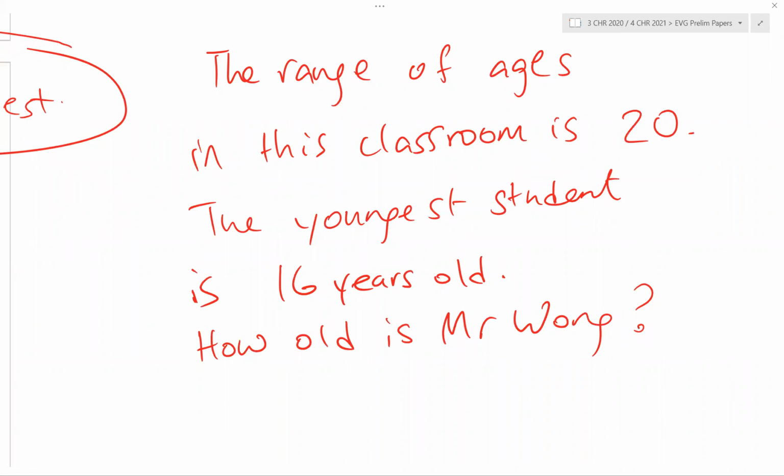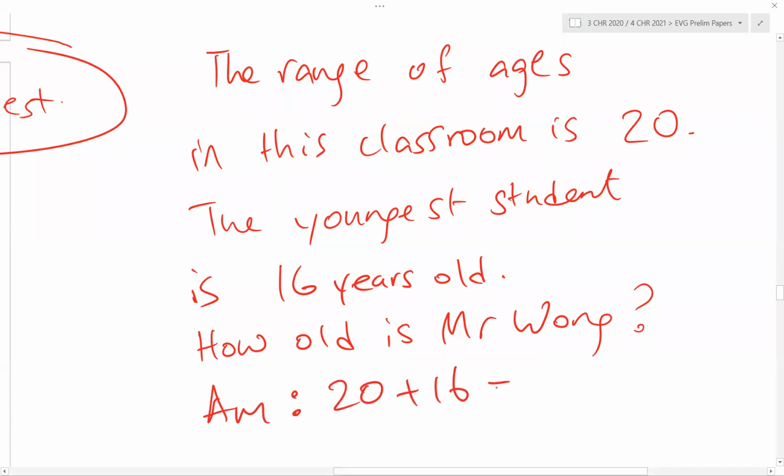So how old am I? How do you get 36? Why 20 plus 16? Yeah, that's a good answer. The range is 20. That means the biggest age minus the smallest age is 20. That's what range means. So the smallest is 16. If the range is 20, then the oldest must be 16 plus 20.